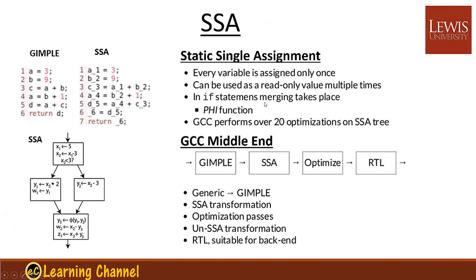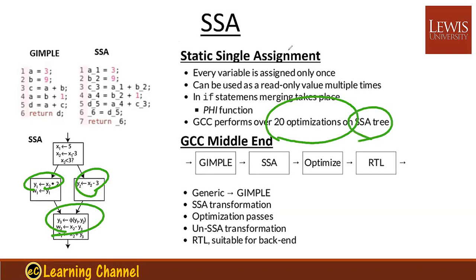That's okay. If statement merging takes place with a phi function. So if there is a phi function, the phi function evaluates the branch flow. You can evaluate this one and this one, and create a phi function. Is that okay? And then GCC performs 20 optimizations over the SSA tree. So SSA itself is a tree. So you simplify it and have simple variable assignment. So it's somewhat like a simple RTL.